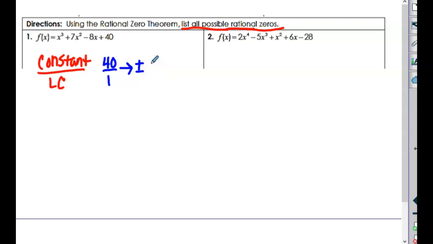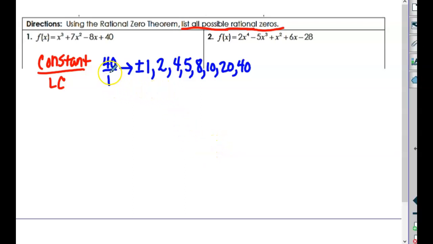You can list them in factor pairs or you can list them in order. It doesn't matter to me. But what divides into 40? 1 does. 2 does. 4. 5. Okay, now we're starting to reach the pairs. 5 goes in 8 times, so 4 goes in 10 times, 2 goes in 20 times, and 1 goes in 40. If it helps you to write those, 1 comma 40, 2 comma 20, doesn't matter to me what order you write them in.